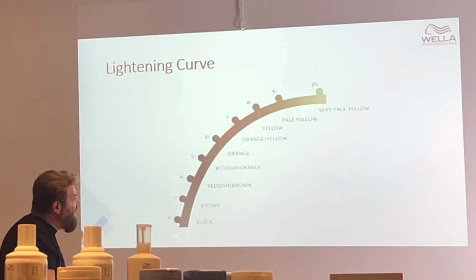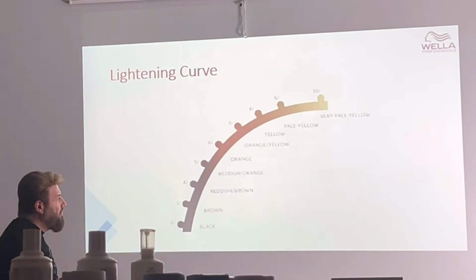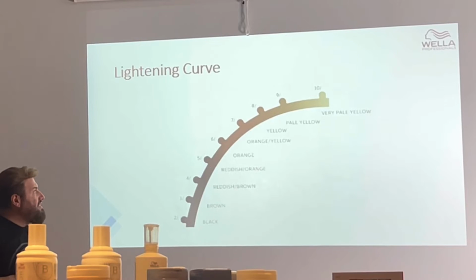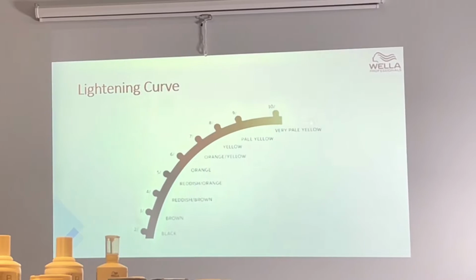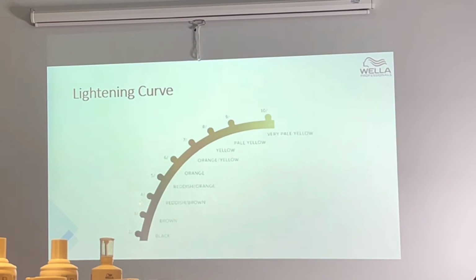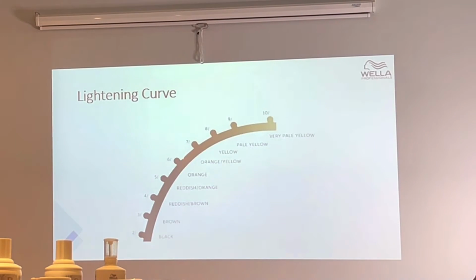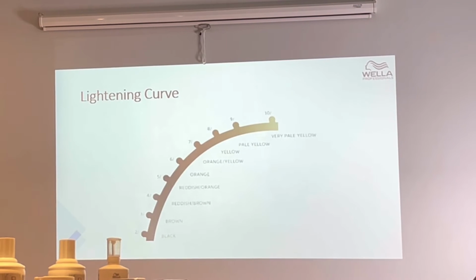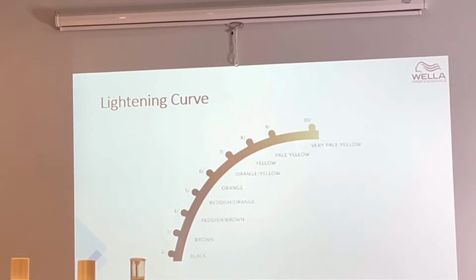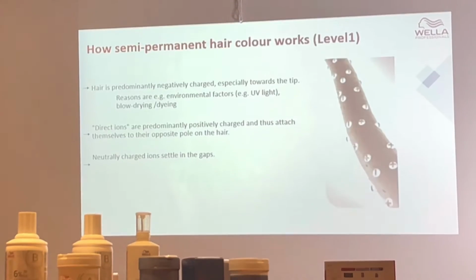What we have inside the hair. Here are the levels from 2 to 10. For example, level 4, what we have in red. Inside the red there is red and there is brown. Inside the level 5 there is red and orange. I have to take into consideration the lightening curve, guys. Inside the 6 there is orange. So if I lift from level 6, I will get the orange. So I should know what to use to avoid these ones. Okay? So this is very important.